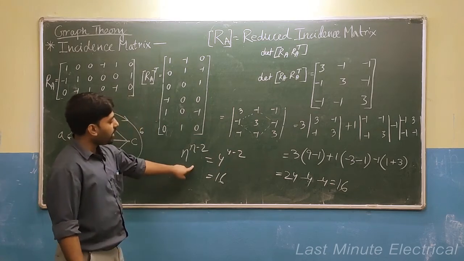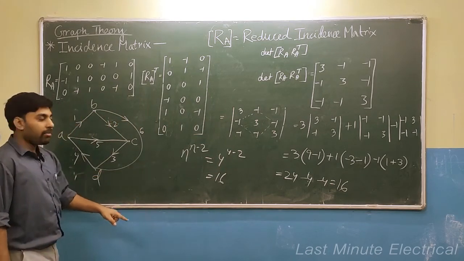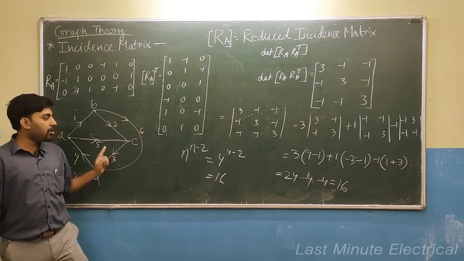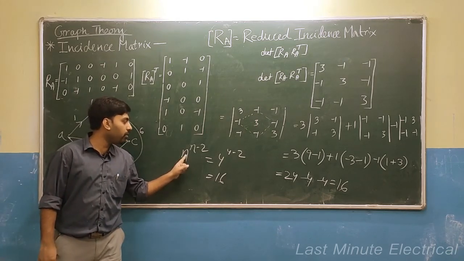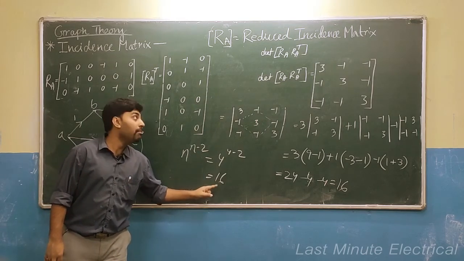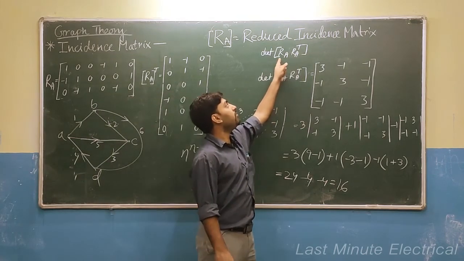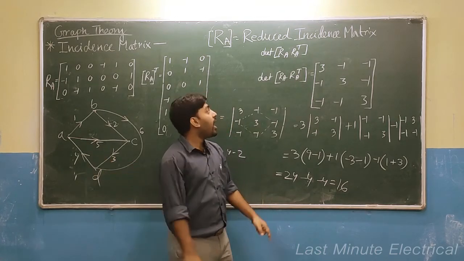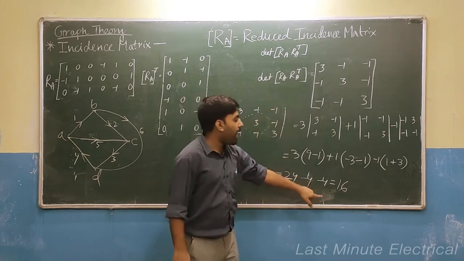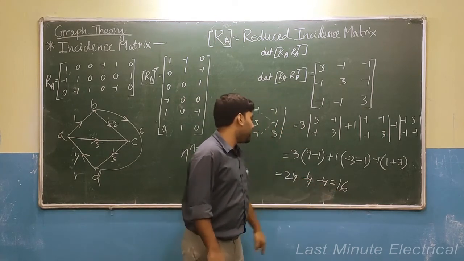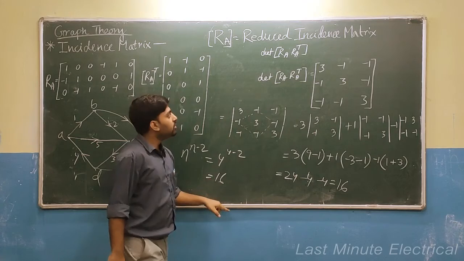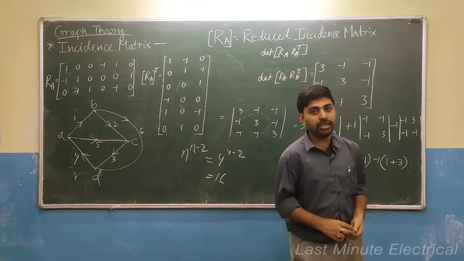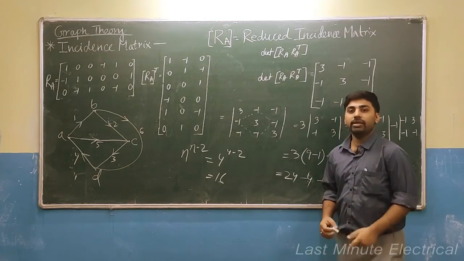Okay. This formula, n to the power n minus 2, is only applicable to find the number of trees in a complete graph. But the determinant formula is applicable for incomplete as well as complete graphs, and as this is a complete graph, I have applied this formula and I am getting 16. So, this is the same answer I am getting. So, by this formula you can calculate the number of trees in complete as well as incomplete graphs. Okay.